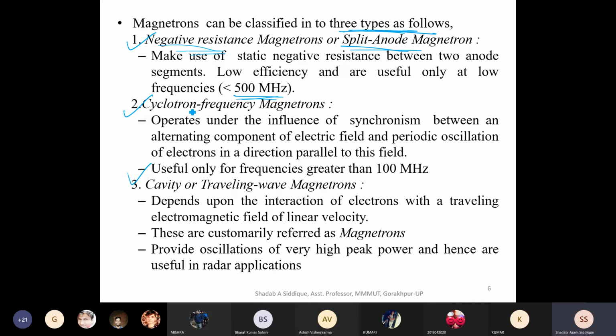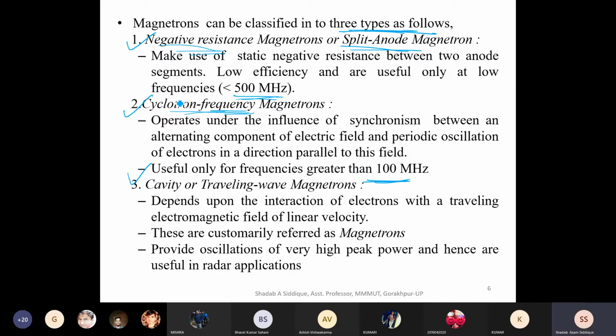Now we have the cyclotron frequency magnetron. This has periodic oscillation of electrons in a direction parallel to the field, and it operates under the influence of synchronization with the alternating component of the electric field. This type of cyclotron frequency magnetron can be used for frequencies greater than 100 megahertz, up to a few gigahertz.